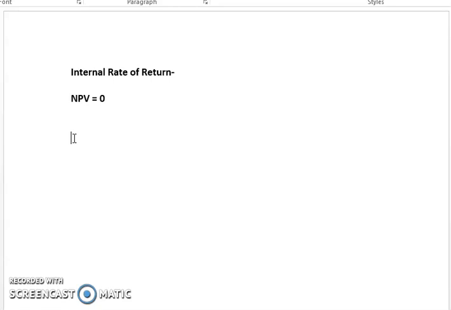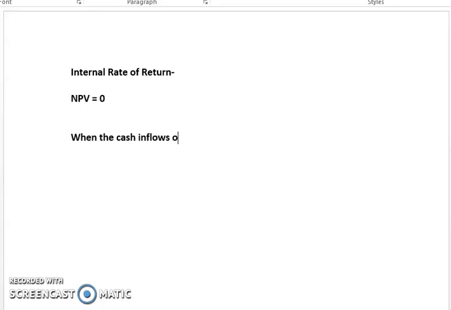The accept or reject criterion is that the IRR should be higher than or equal to the minimum required rate of return. The minimum required rate of return is also known as the cutoff rate or the firm's cost of capital. That is the point where we have to consider whether we are going to accept or reject.